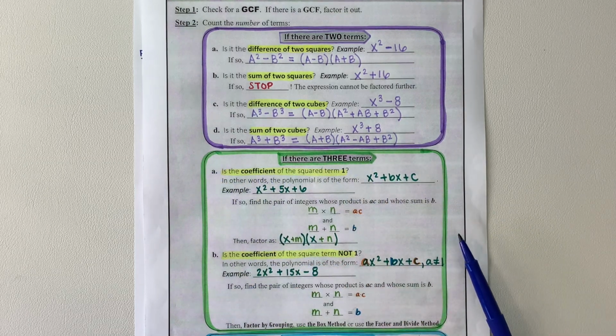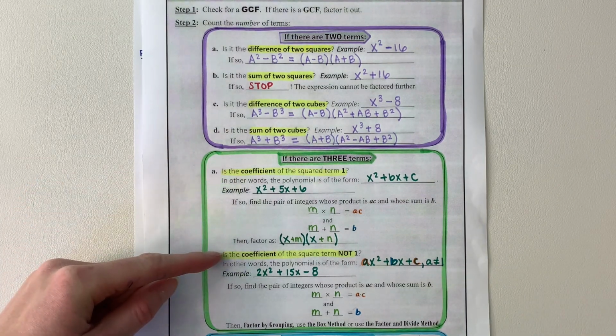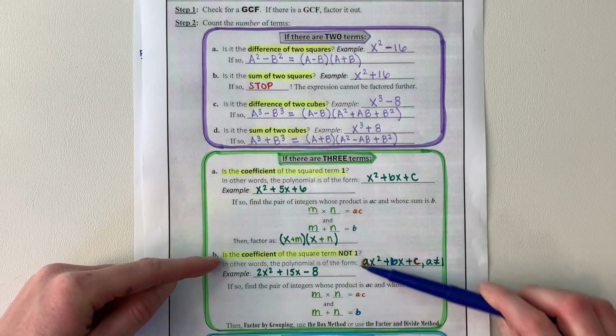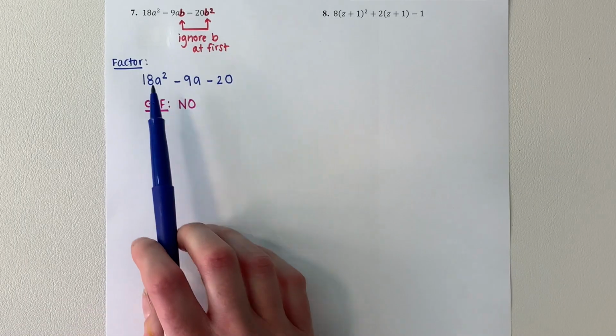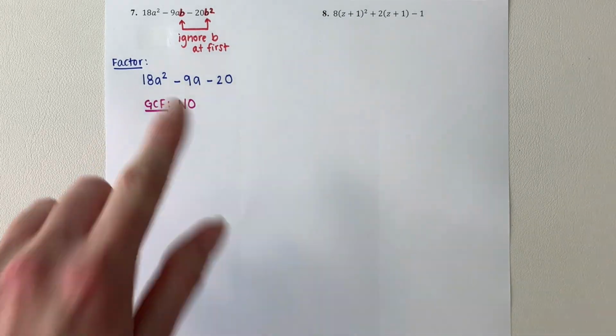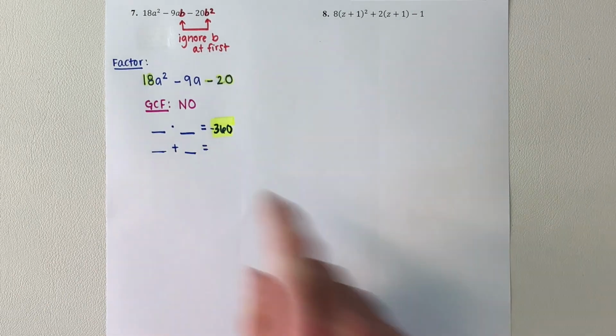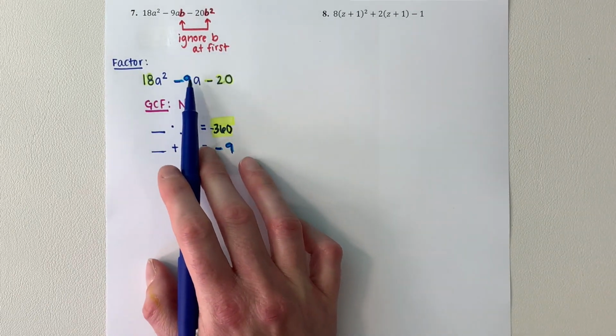For these types of problems, you have to decide if the coefficient of your squared term is 1 or if the coefficient of your squared term is not 1. For the problem that we're working on, the coefficient of the squared term is not 1, so we're going to follow these steps here. We can see here the coefficient of our squared term is 18. It is not 1. So after you've checked for a GCF, we now need to find two numbers that multiply to give us a times c, which is 18 times negative 20, which gives us negative 360. And we need our two numbers to add to give us the coefficient of this middle term, which is negative 9.